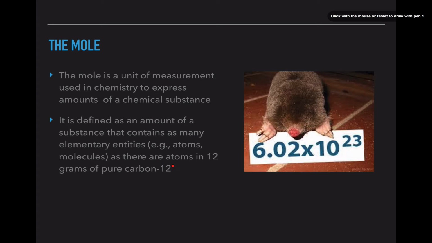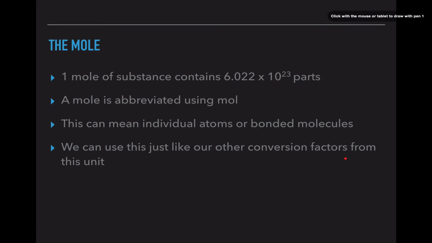Number of atoms of things can get ridiculously large, so we're going to be using times 10 to the something power. But just like we would say, I have a dozen eggs, we generally know that a dozen means 12. I can say I have 2 moles of substance, and 2 moles is 2 times 6.02 times 10 to the 23. So that's the unit. 1 mole is 6.022 times 10 to the 23 molecules of a compound or atoms of an element. So here's our conversion factor: 1 mole, 6.022 times 10 to the 23 parts.